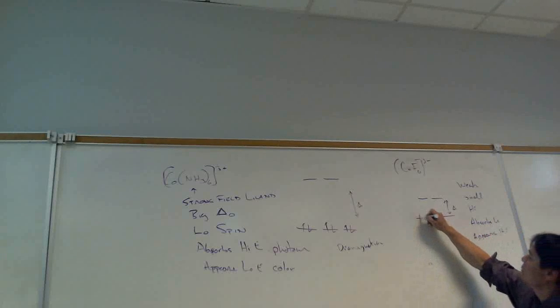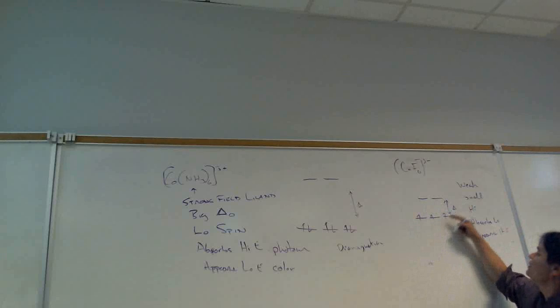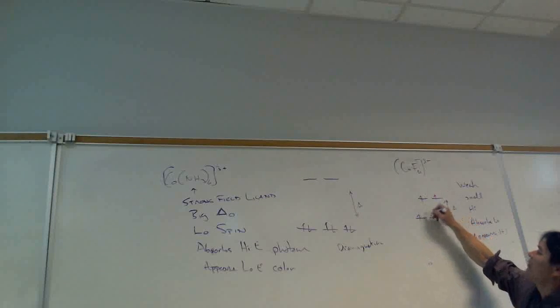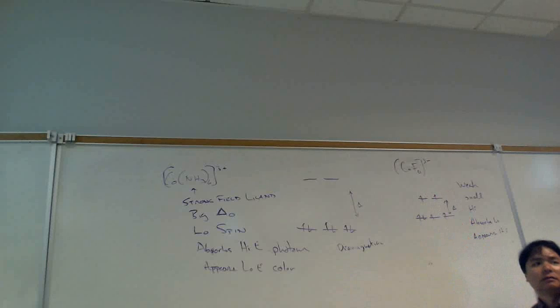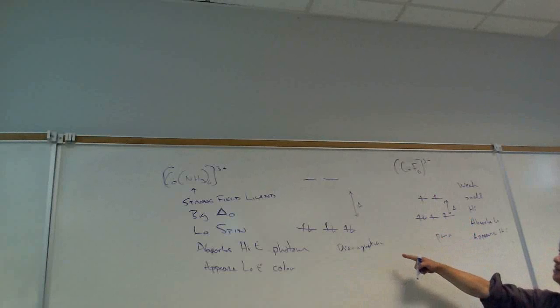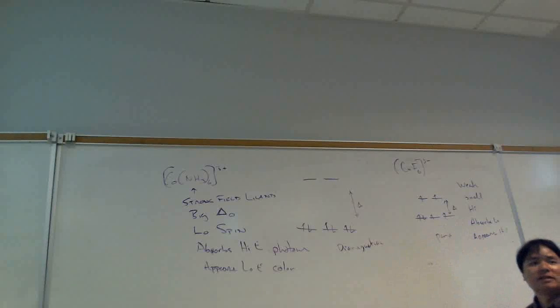And so here we go 1, 2, 3. Now this delta is small enough that it promotes 4, 5, and then finally I have to pair. And so this is going to be highly paramagnetic, whereas that's highly diamagnetic. And the 2 colors are going to be totally different, even though they're both cobalt 3 plus.